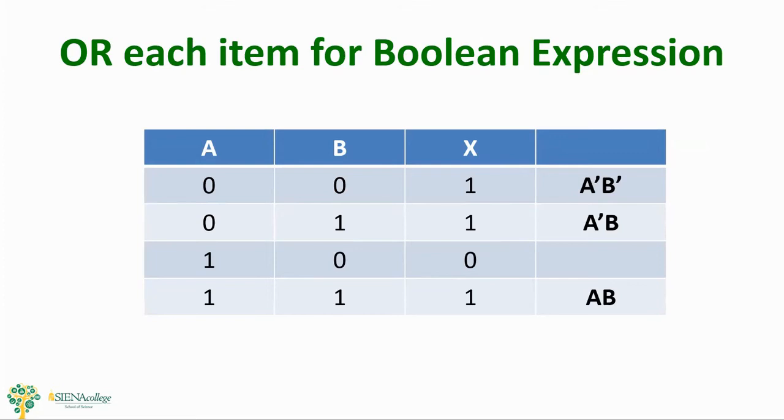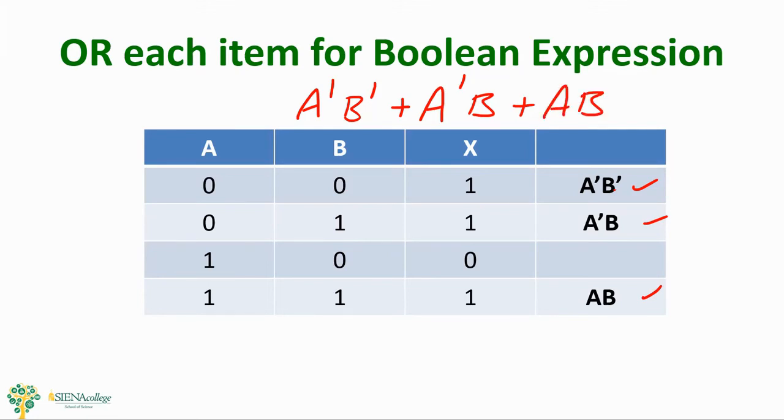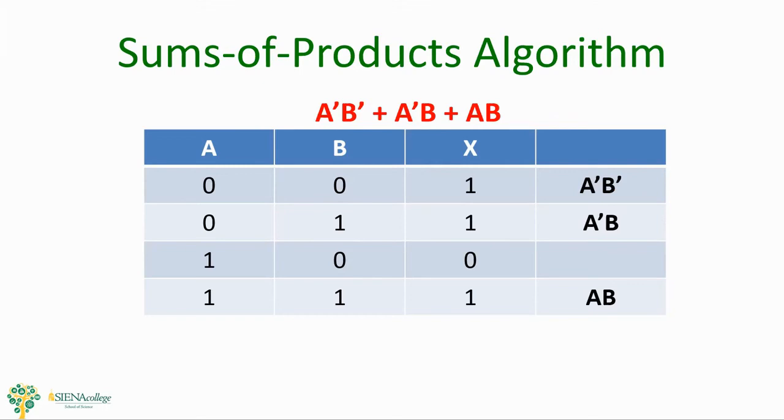Lastly, we go back and we OR each of the items that we created. So the first item that we created is A naught, B naught. We're going to OR that with A naught, B. And we're going to OR that with just A and B. And we refer to this as the sum of products algorithm.